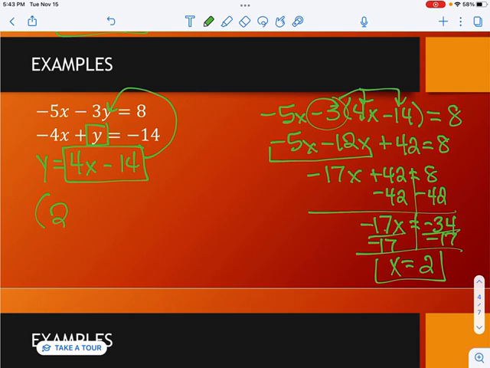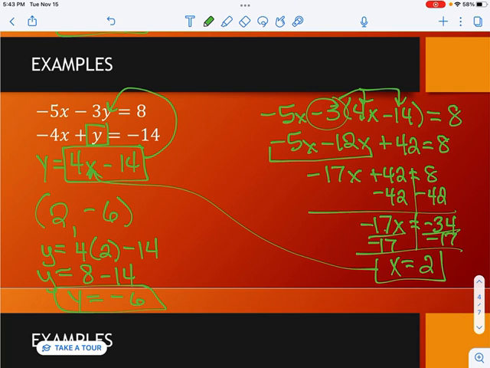So at this point, I know my first answer is 2. I take that, plug it back in. So y equals 4 times 2 minus 14. So y equals 4 times 2 is 8. 8 minus 14. So y is equal to a negative 6. So my solution here would be 2, negative 6. And that would be the solution to that system.